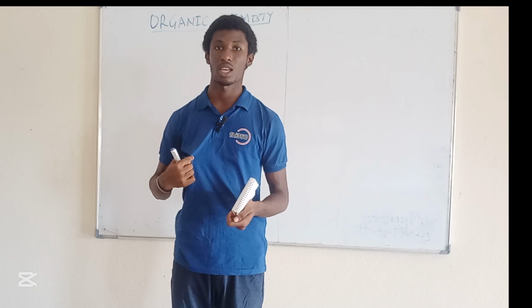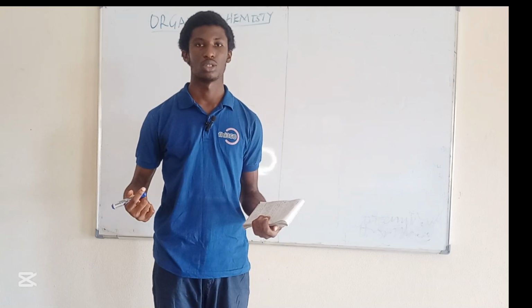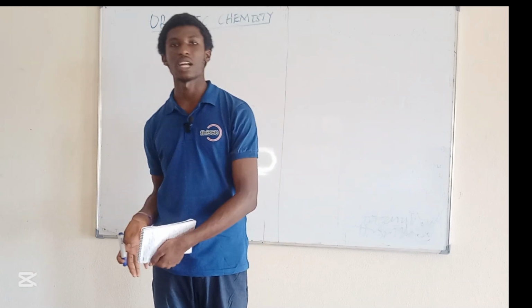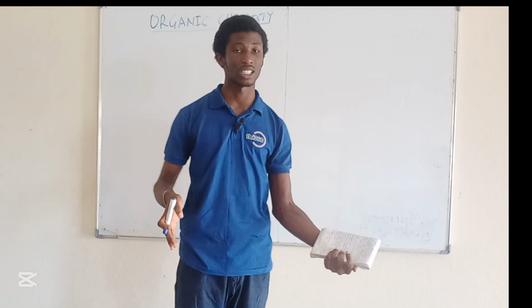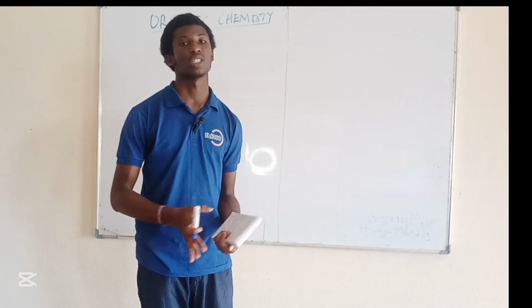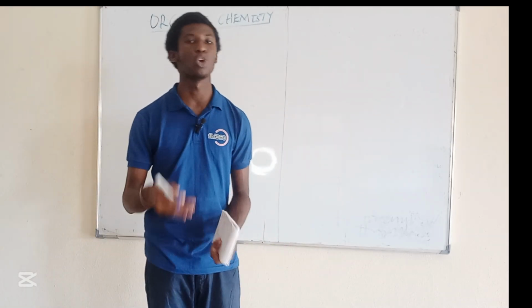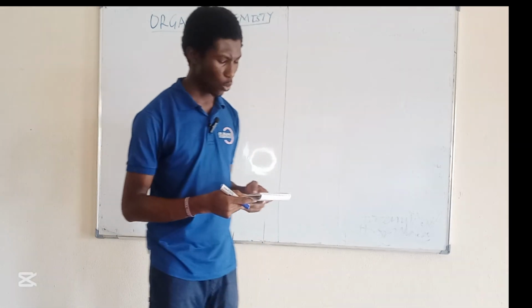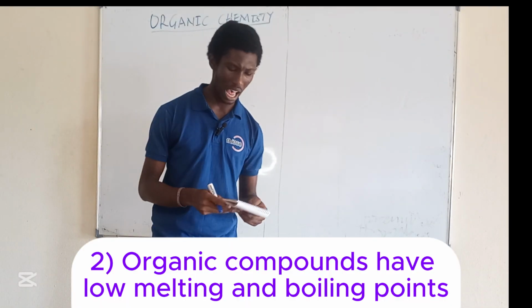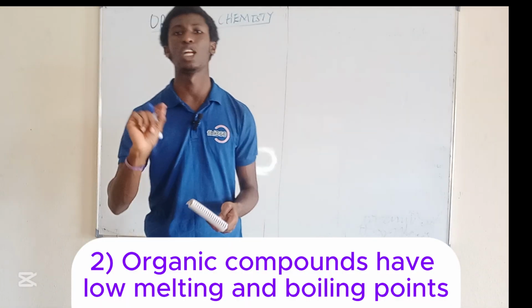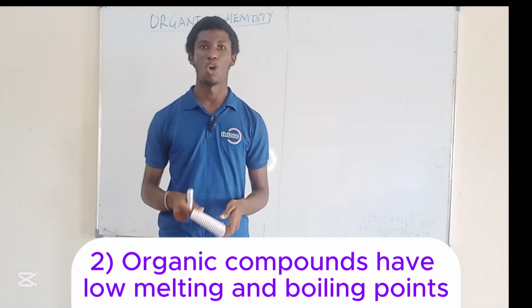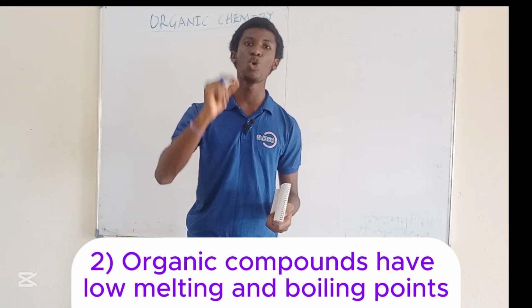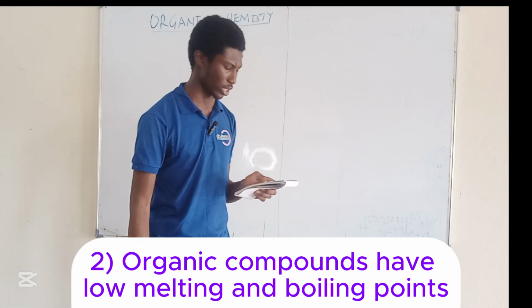Even the clothes we wear are highly flammable. So they are products of organic chemistry, as we said before. So that means they are highly flammable or inflammable. The second one is that organic compounds have low melting and low boiling points.